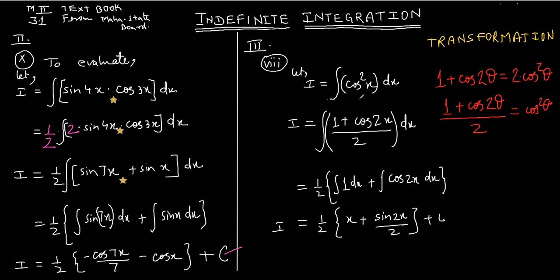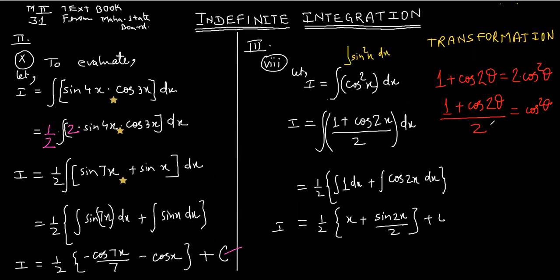So remember students, this is the way you integrate cos square x. What would have happened if this was not cos square x, but sine square x? If you had sine square x dx, then what would I do? Very simple.